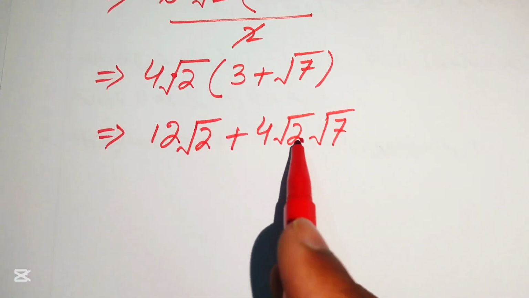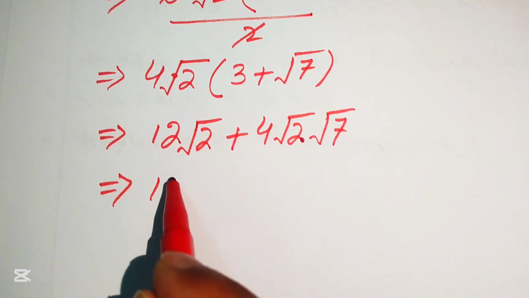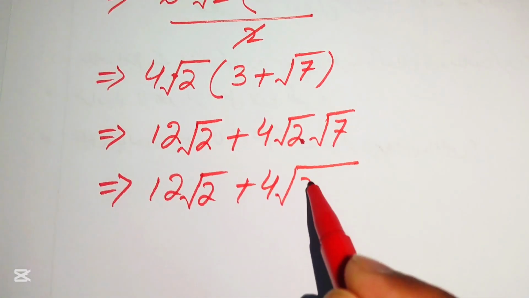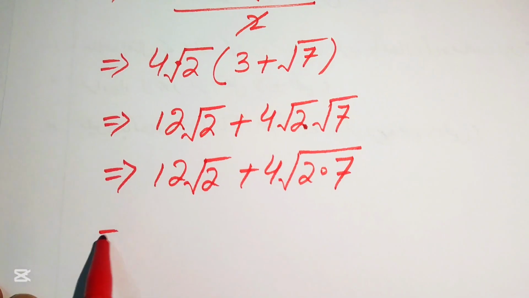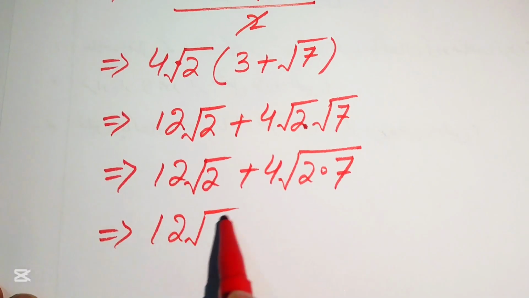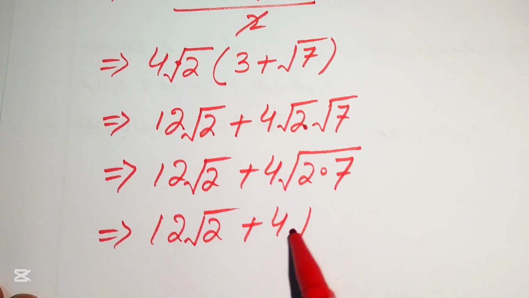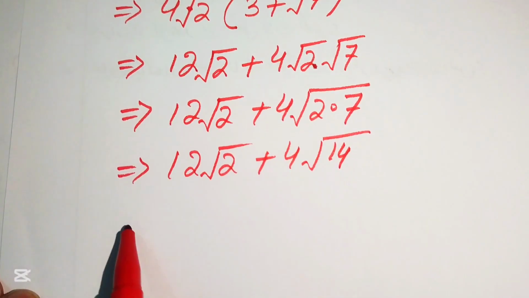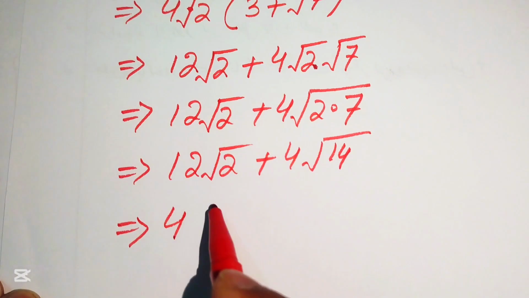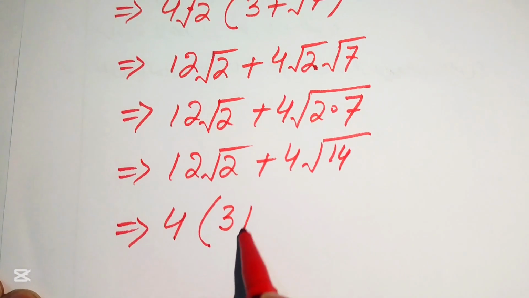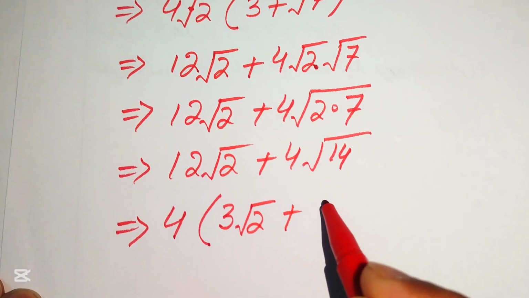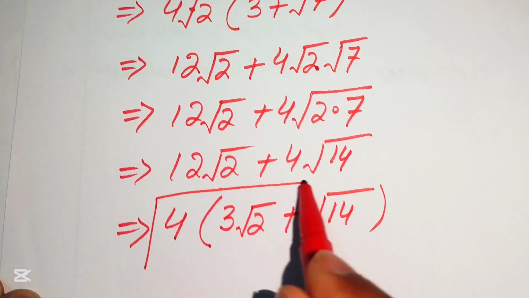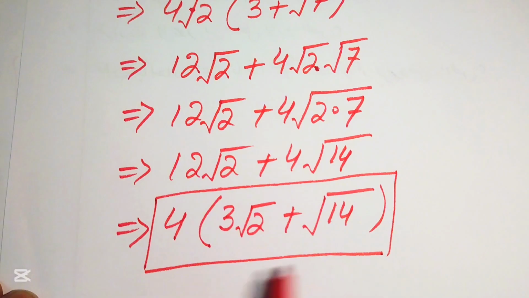So here we will combine the square root of these two terms, and it will be written as 12 times square root of 2 plus 4 times square root of 2 multiplied by 7. So we will obtain here 12 times square root of 2 plus 4 times square root of 14, 2 times 7 becomes 14. And here when you take common 4, then we will get 4 times 3 into square root of 2 plus square root of 14. So this is our final simplified form of the given question, and this is the final answer.